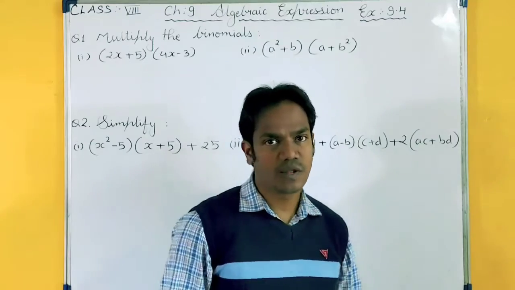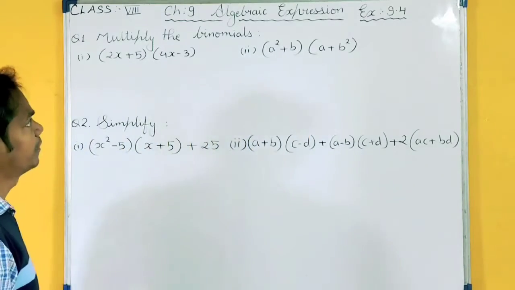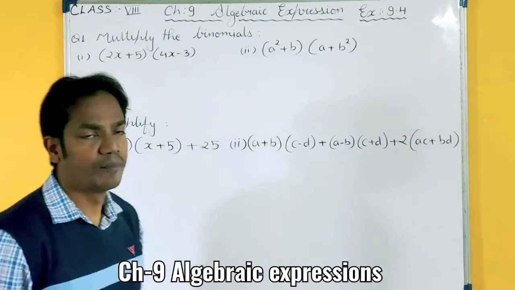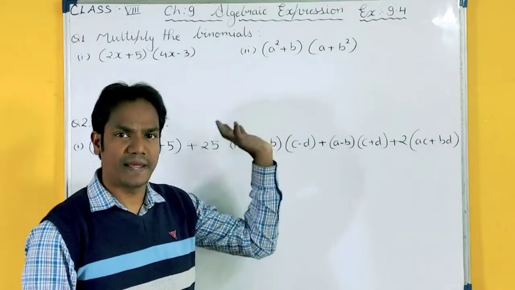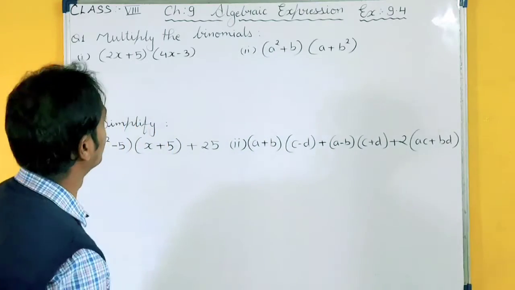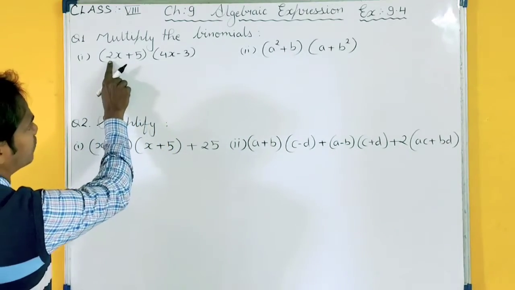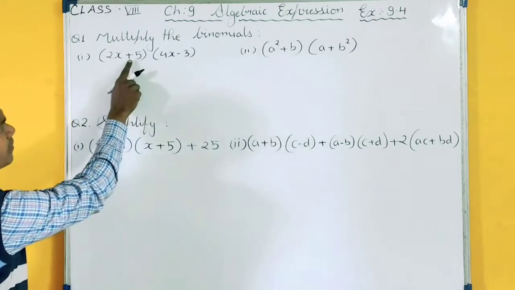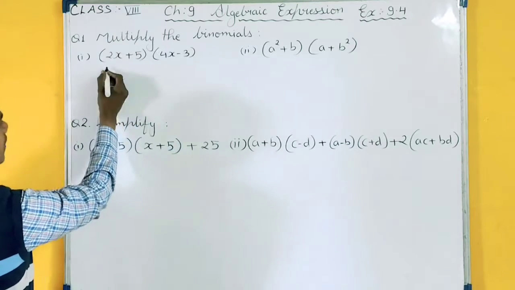Hello students, today I will explain these questions. Okay, multiply the binomials. You have to multiply as I have explained to you. First this 2x will multiply by this bracket, then this plus 5 will multiply by this bracket.